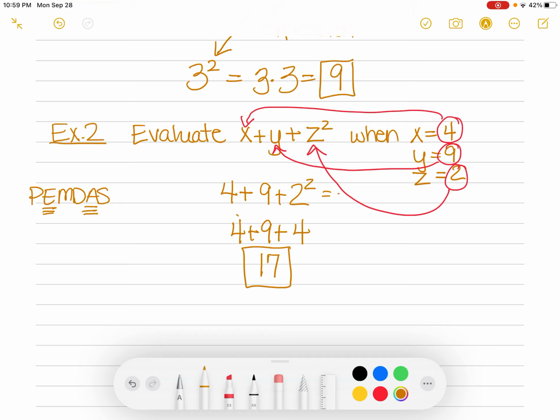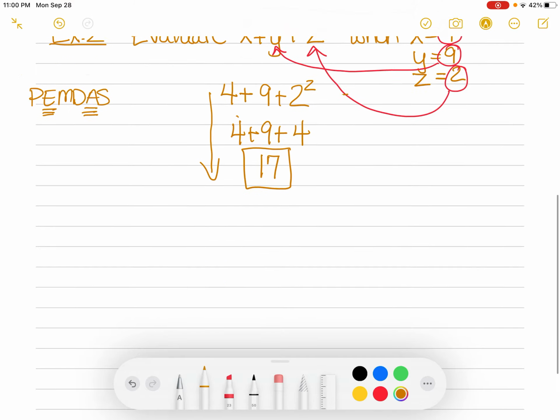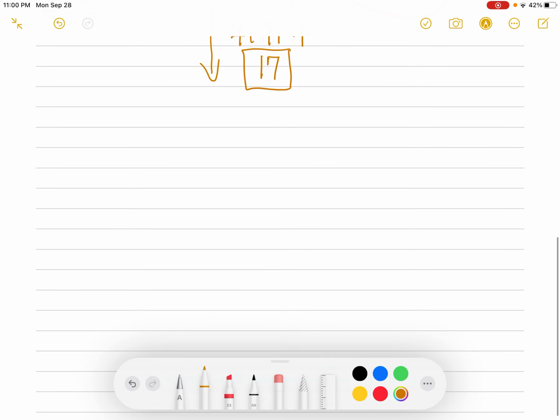Notice that I'm not using equal signs. I'm not going equals and then writing more out here. I'm not going equals 17. That's because in algebra, we work going down. And so I want you to get used to that, just working your way down. So going down this way instead of going across with equal signs. Okay, you'll get used to it and start doing all your problems like that.